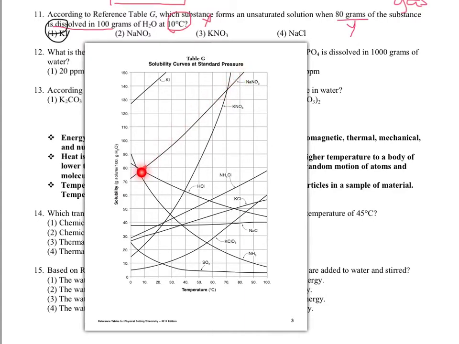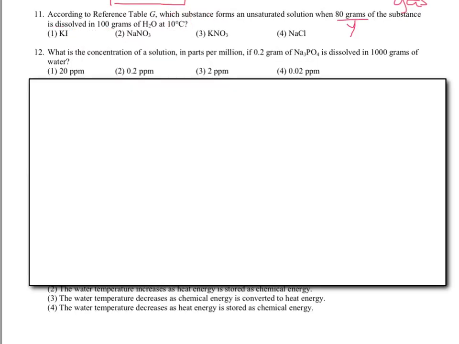Potassium nitrate, this dot of interest is above the line of potassium nitrate. So since the dot of interest is above the line of potassium nitrate, that is supersaturated. And since the dot of interest is also above the line for sodium chloride, that is supersaturated.